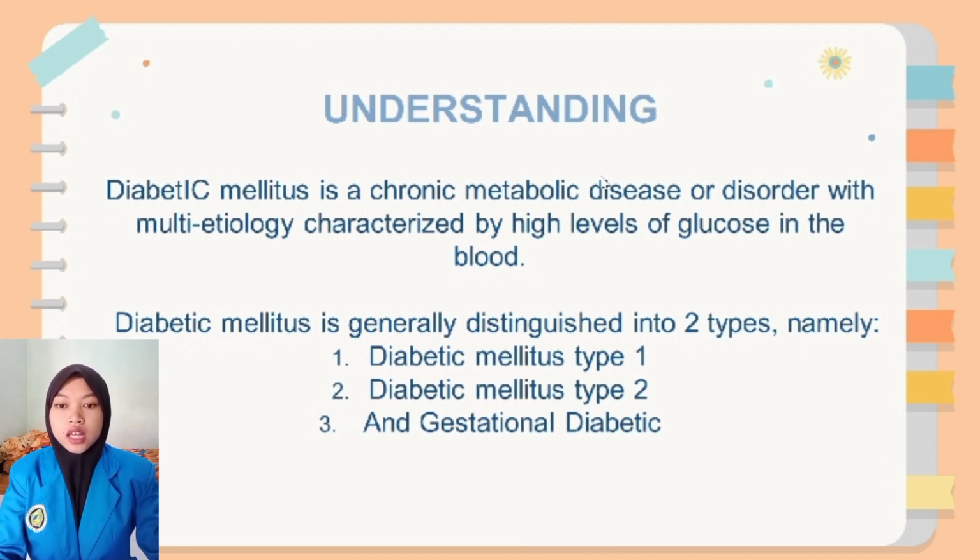Diabetes mellitus is generally divided into two types, namely type 1 diabetes mellitus and type 2 diabetes mellitus. Apart from the two types of diabetes mellitus, there is also diabetes that occurs during pregnancy, namely gestational diabetes.